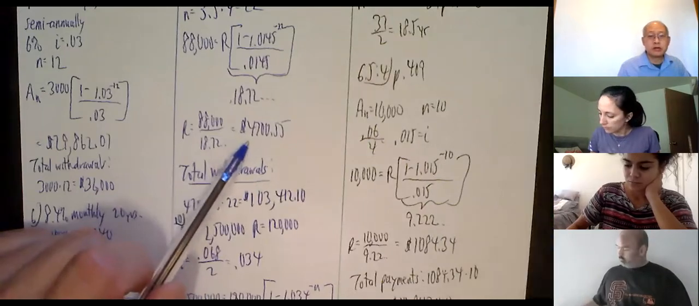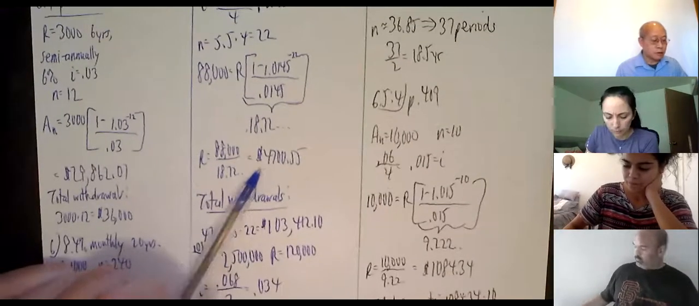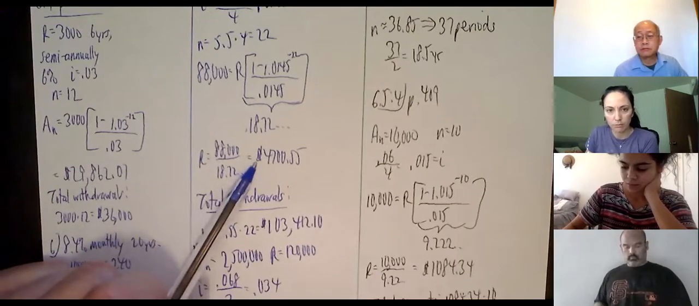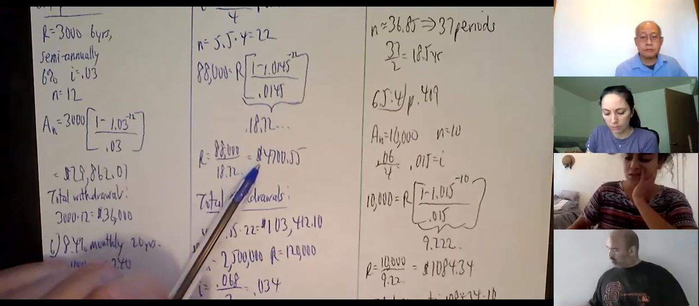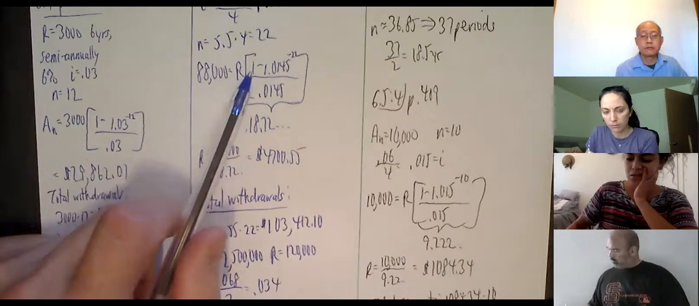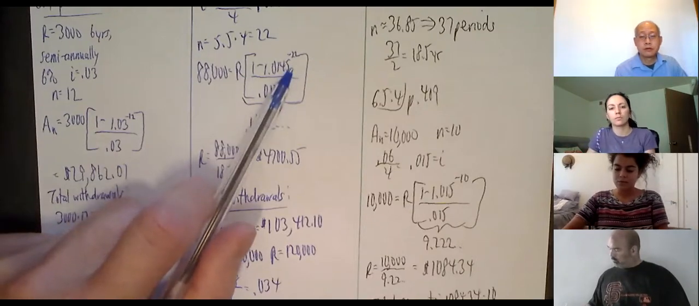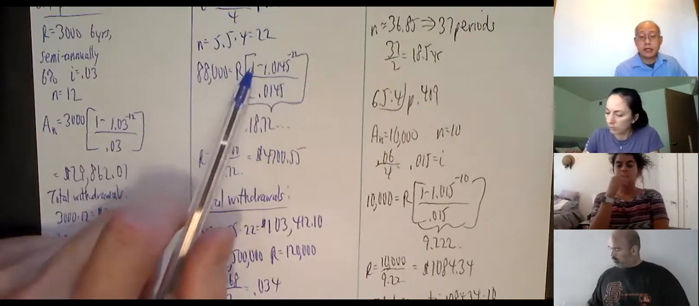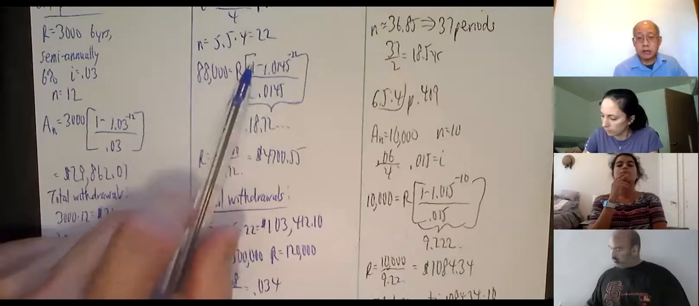So 4,700.55. That's how much you can take out. Professor Hom, I'm not getting the answer because I tried to use a calculator. So how do you do that? 1 minus 1.0145 to the power of minus 22. Yes. And then how do you divide? Get your answer first. Don't do it all at once.